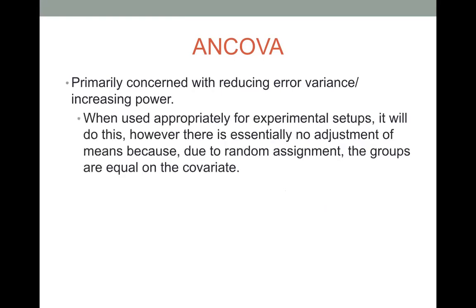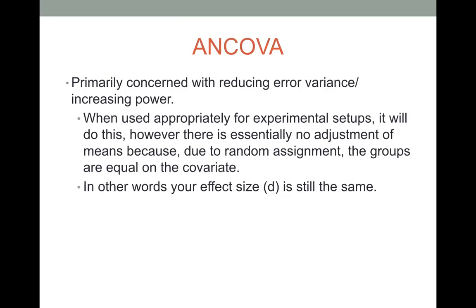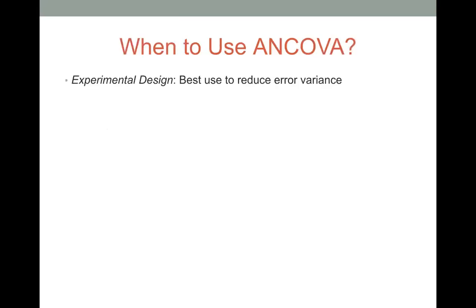When used appropriately in an experimental setup, like what I said, experiment, it will do this. However, there is essentially no adjustment of means because due to random assignment, the groups are equal on the covariates. Groups, equality of variance. No adjustment of means, equal means due to random assignment to the groups. In other words, the effect size d is still the same. When to use it: experimental design.